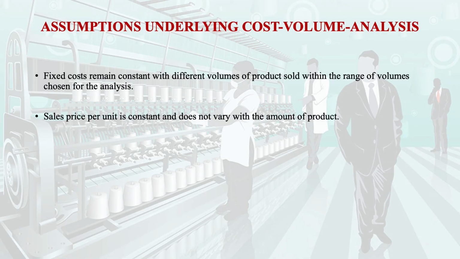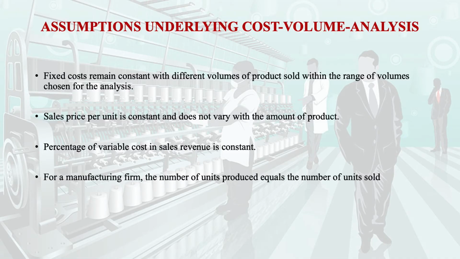First assumption is that the fixed cost remains constant with the different volumes of the product sold within the range of the volume chosen for the analysis. This is our first assumption. Second assumption, again, the sales price per unit also remains constant and does not vary with the amount of product. While if you increase the number of items, sometimes you have to give a discount and it varies with the amount or the quantity of the product which you are going to sell or produce.